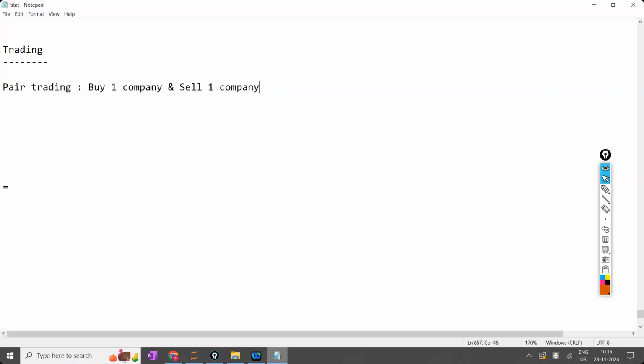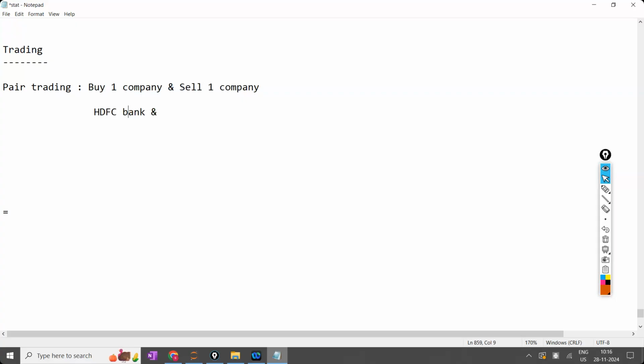I will buy, and at the same time, I will sell. One company stock I will buy, one company stock I will sell. For example, I'm going to purchase HDFC Bank and I'm going to sell Kotak Bank.